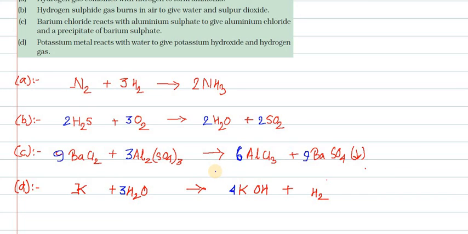Now let's count the number of oxygen. Hydrogen is balanced, so let's move on to the next one. The number of oxygen on the left hand side is 3, but the number of oxygen on the right hand side is 4. So we have to make these two equal. Now the LCM of 3 and 4 is 12, so we have to make it 12.